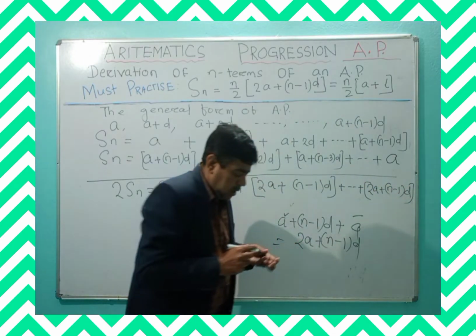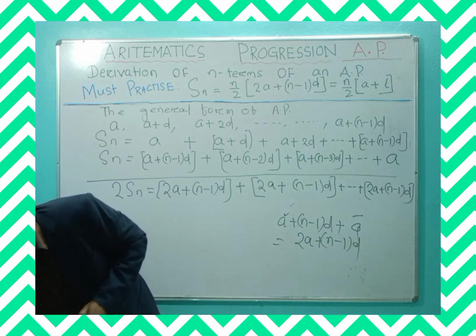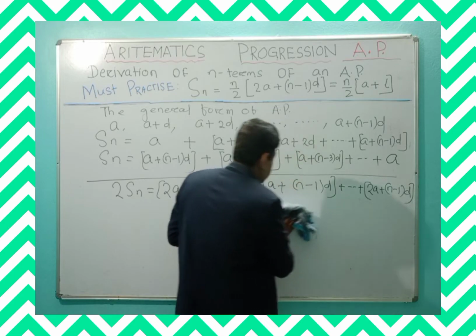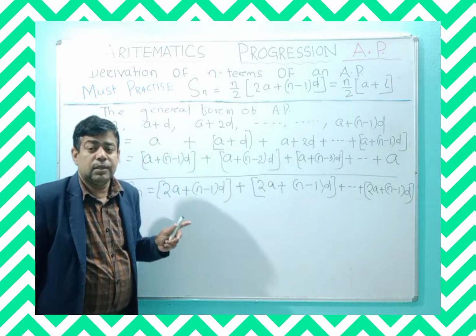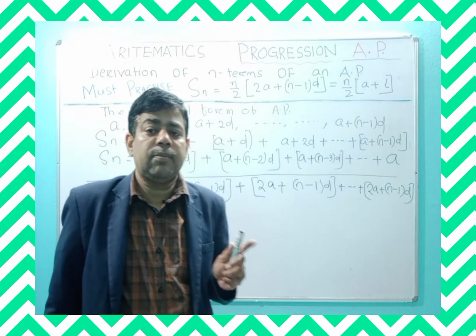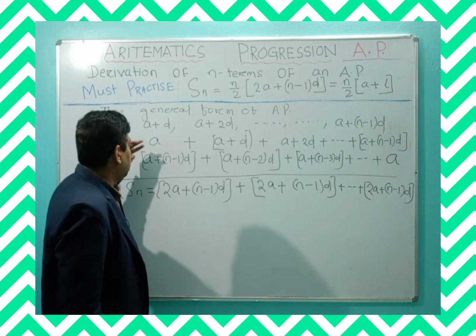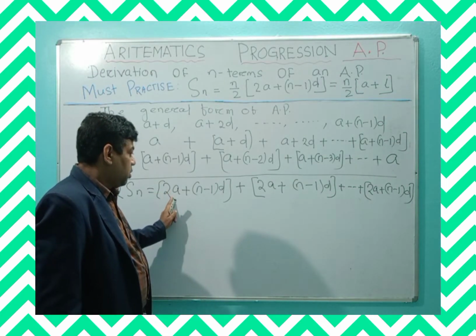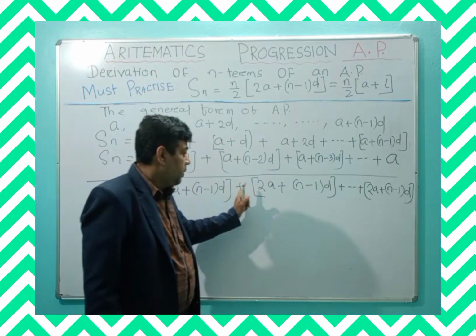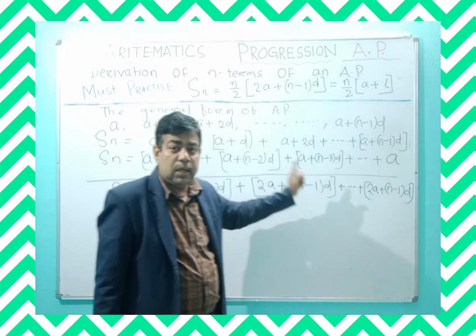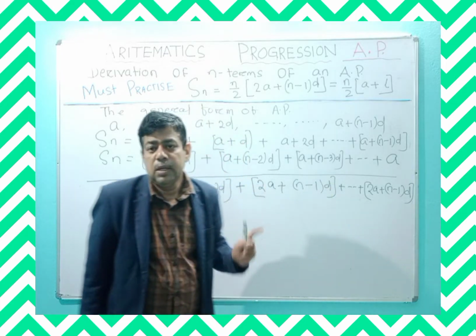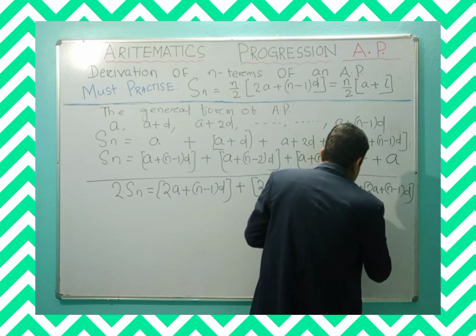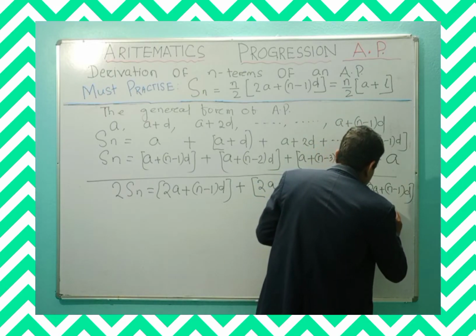By adding the two statements and their corresponding terms, it is observed that the sum remains constant, which is 2a plus n minus 1 into d. It means whenever you add the corresponding terms of both the equations, in each case it is 2a plus n minus 1 d. Similarly, the last term also gives 2a plus n minus 1 d. How many times do you have to add? We have to add n times, meaning n terms. Yes or no? You have to add n terms.